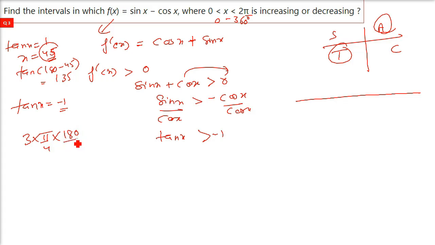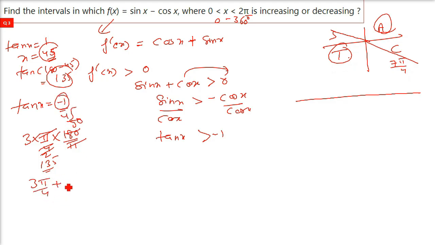If you multiply 3 pi by 4 by 180 by pi, you get 45 into 3, which is 135 degrees. So one angle is 135 degrees. What will be the other angle that also makes tan x equal to minus 1? We have 3 pi by 4, and when making a line, you know this is a 180 degree angle. So just add pi more, and you will get 7 pi by 4.